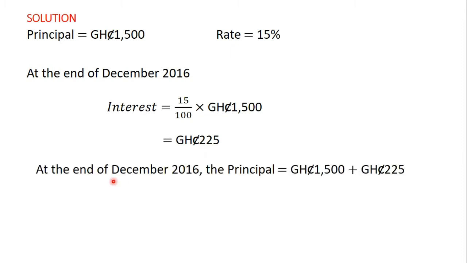This means that at the end of that year, the principal or the amount of money he had in his account is equal to the principal at the start of the year, which is 1,500 Ghana cedis, plus the interest at the end of the year, which is 225 Ghana cedis. We add these two and we are going to have 1,725 Ghana cedis. This is the new principal or the amount of money he has in his account at the end of the year. So the amount of money in his account at the end of December 2016 was 1,725 Ghana cedis.